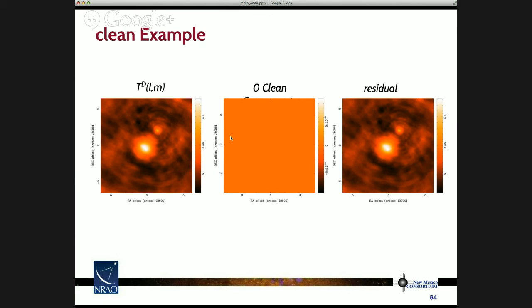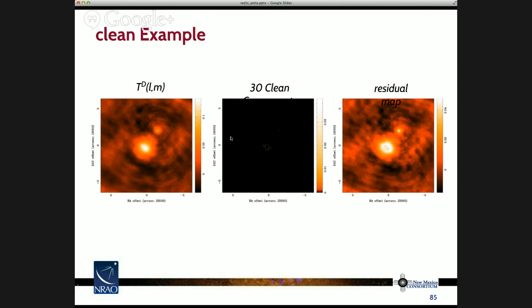So if I run the clean algorithm, I start looking for peaks in the residual map, and say I do 30 components. Then you can see in the central panel there are a bunch of little dots. Those are delta functions that correspond to the clean components that we found in the residual map. And then the residual map has had those subtracted with a loop gain of 1/10. So there's still plenty of emission left, but we're building up a model of the sky brightness. So we keep doing this.